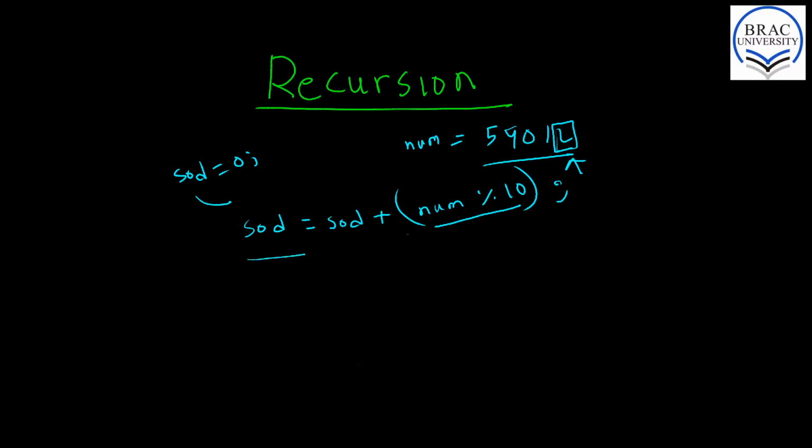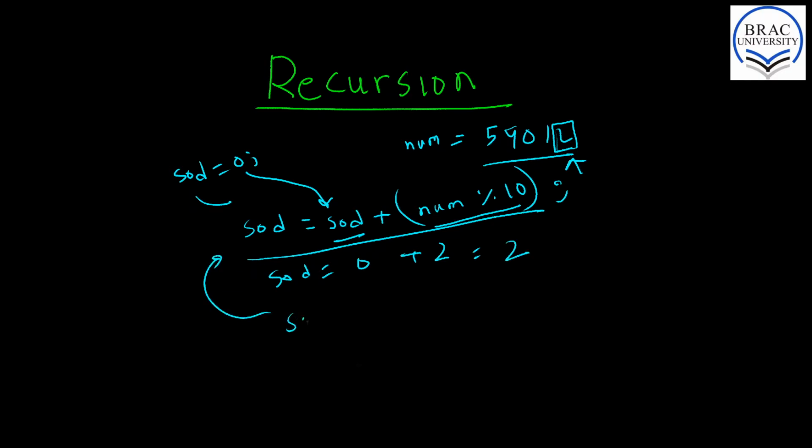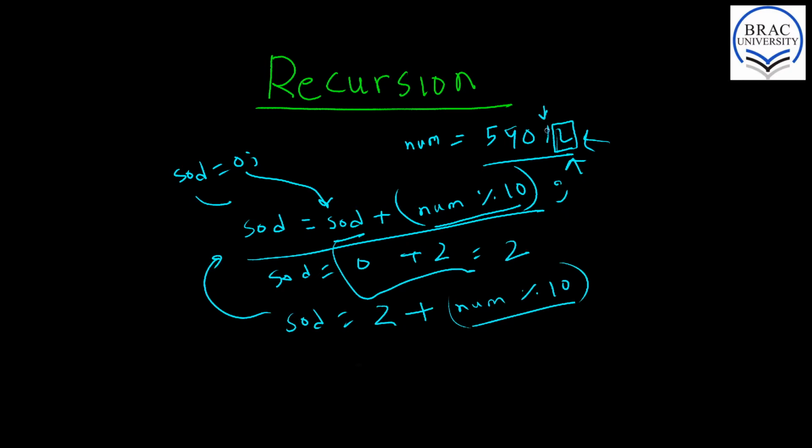If we do this once, since sum of digits was 0, the new sum of digit will become 0 plus num percent 10. Num percent 10 is actually 2, so we'll have 2. Then if we do this once again, the sum of digit will be 2 plus num percent 10. So we'll add 2 again. But we don't want 2 again, we want 1, right?